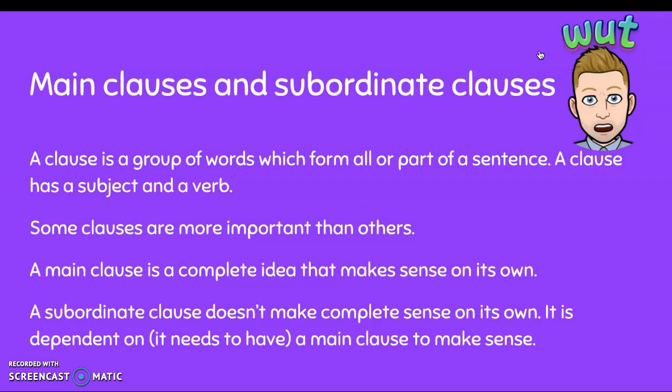A clause is a group of words which form all or part of a sentence. A clause, regardless of being a main clause or subordinate clause, has a subject and a verb. A main clause is a complete idea that makes sense by itself. So a main clause is the same as a simple sentence. It makes complete sense alone. A subordinate clause doesn't make complete sense on its own. It needs to be attached to a main clause for it to make sense.